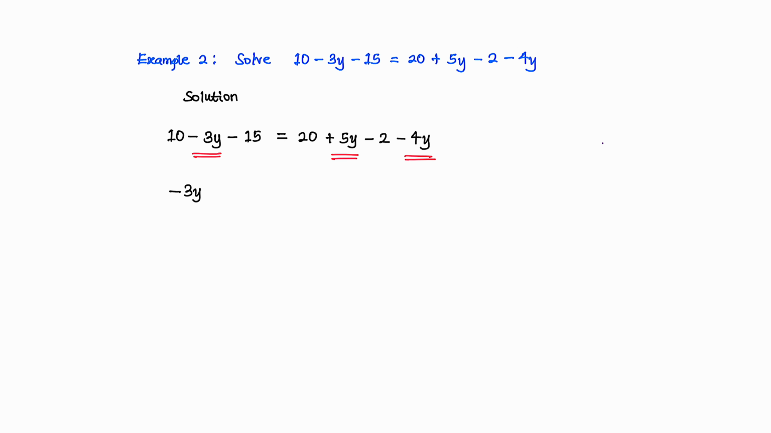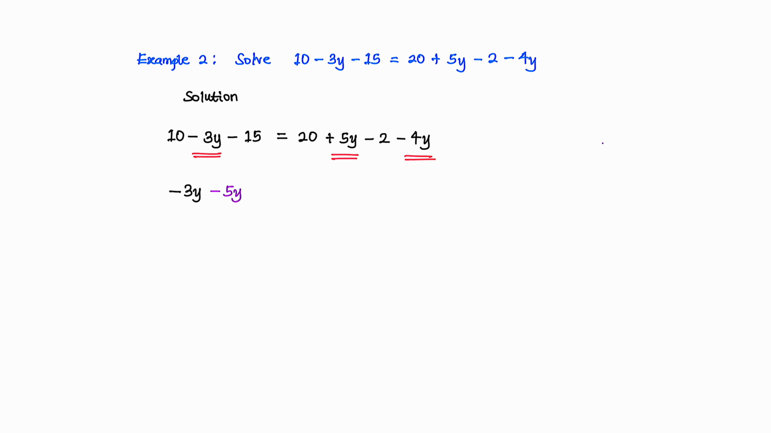The next value with y is plus 5. The plus 5 needs to come from the right to the left. Because plus 5 is coming from the right to the left and it is crossing over this equal to symbol, it has to change from plus 5y to minus 5y.